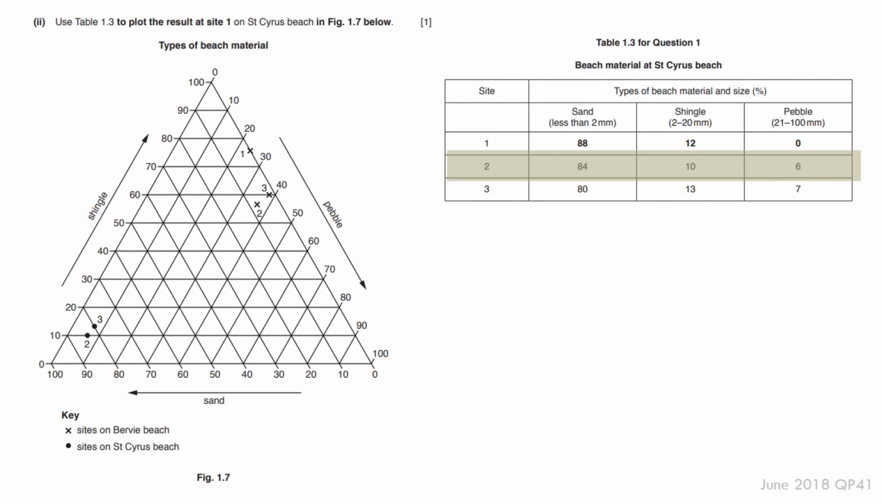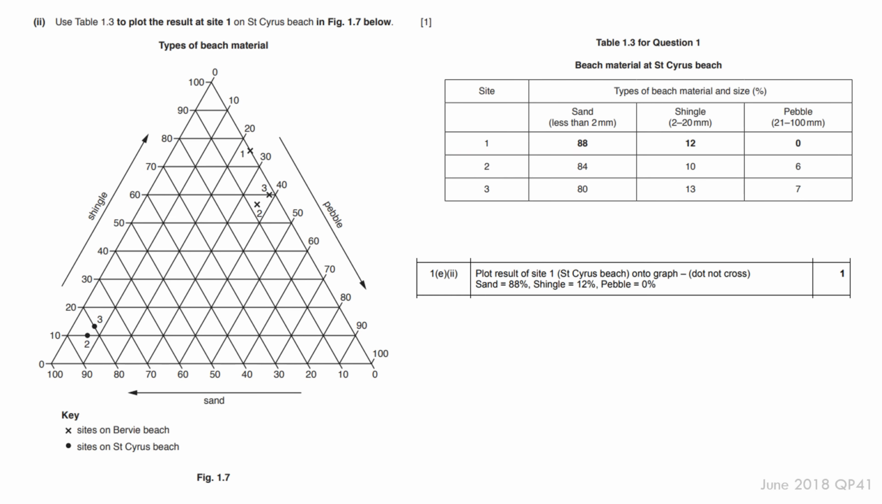Need to plot, so we'll go through again 84, 10 and 6. So you can see here 84 just slightly before halfway, 10 and 6. And so where those meet, there is 2. So if I'm going to plot point 1, I'm going to have to go 88, so that's just almost touching the 90 line, 12 and then 0, and where they meet, that is my point 1, and I'm going to copy exactly what they expect me to do.